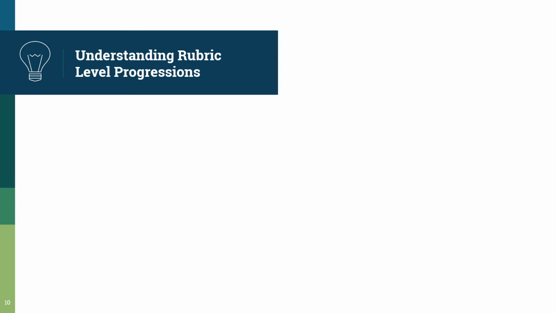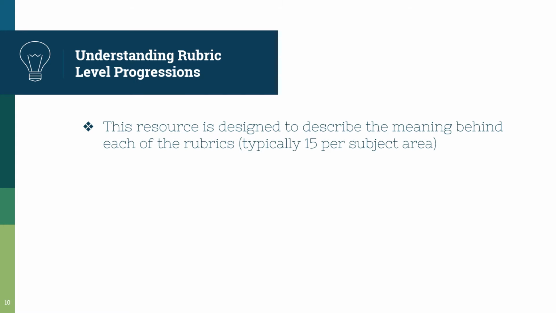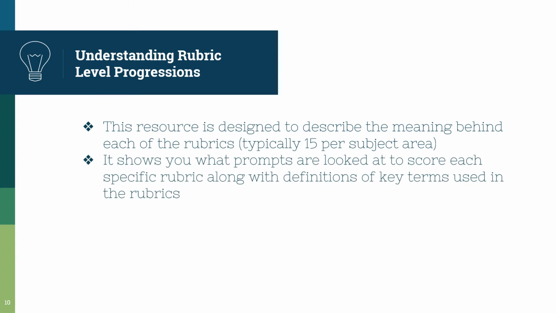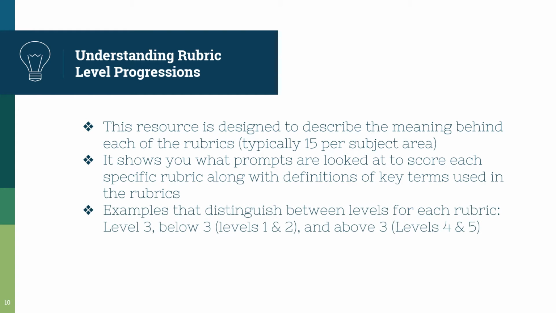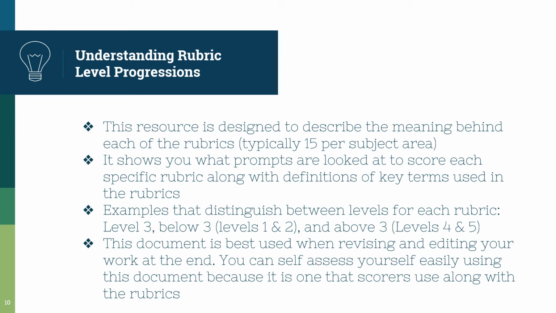The last resource you need to be familiar with is the Understanding Rubric Level Progressions. This resource is designed to describe the meaning behind each of the rubrics. There are typically 15 per subject area. It shows you what prompts are looked at to score each specific rubric, along with definitions of key terms used in the rubrics. It gives you examples that distinguish between levels for each rubric, meaning what distinguishes between a level 3 or below a level 3 and above a level 3. This document is best used when revising and editing your work at the end. You can self-assess yourself easily using this document because it is the one that scorers use alongside the rubrics.